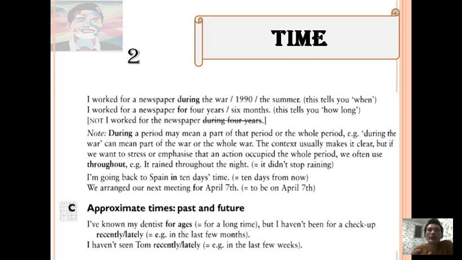The context usually makes it clear, but if we want to stress or emphasize that an action occupied the whole period, we often use throughout. Example, it rained throughout the night. It didn't stop raining. I'm going back to Spain in 10 days' time, 10 days from now. We arranged our next meeting for April the 7th, to be on April the 7th.